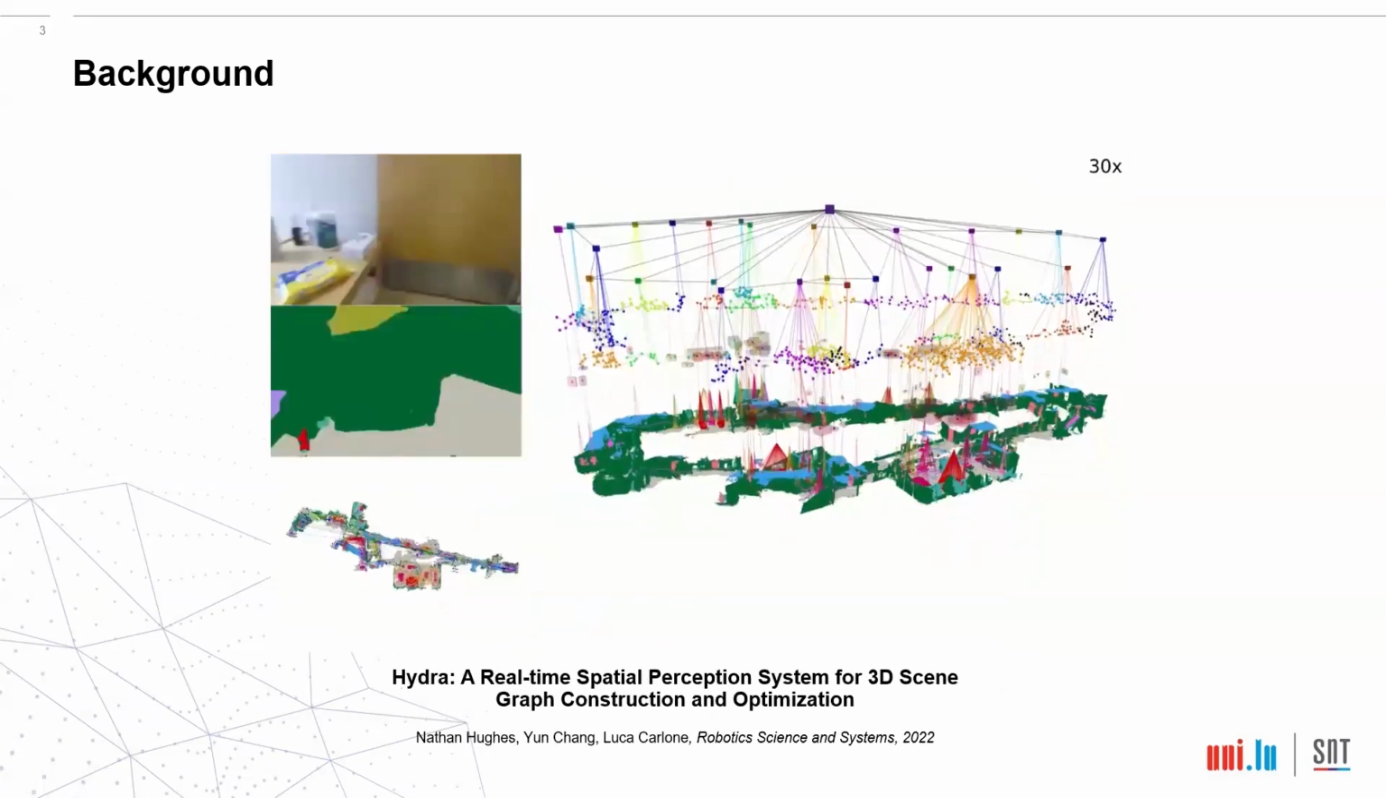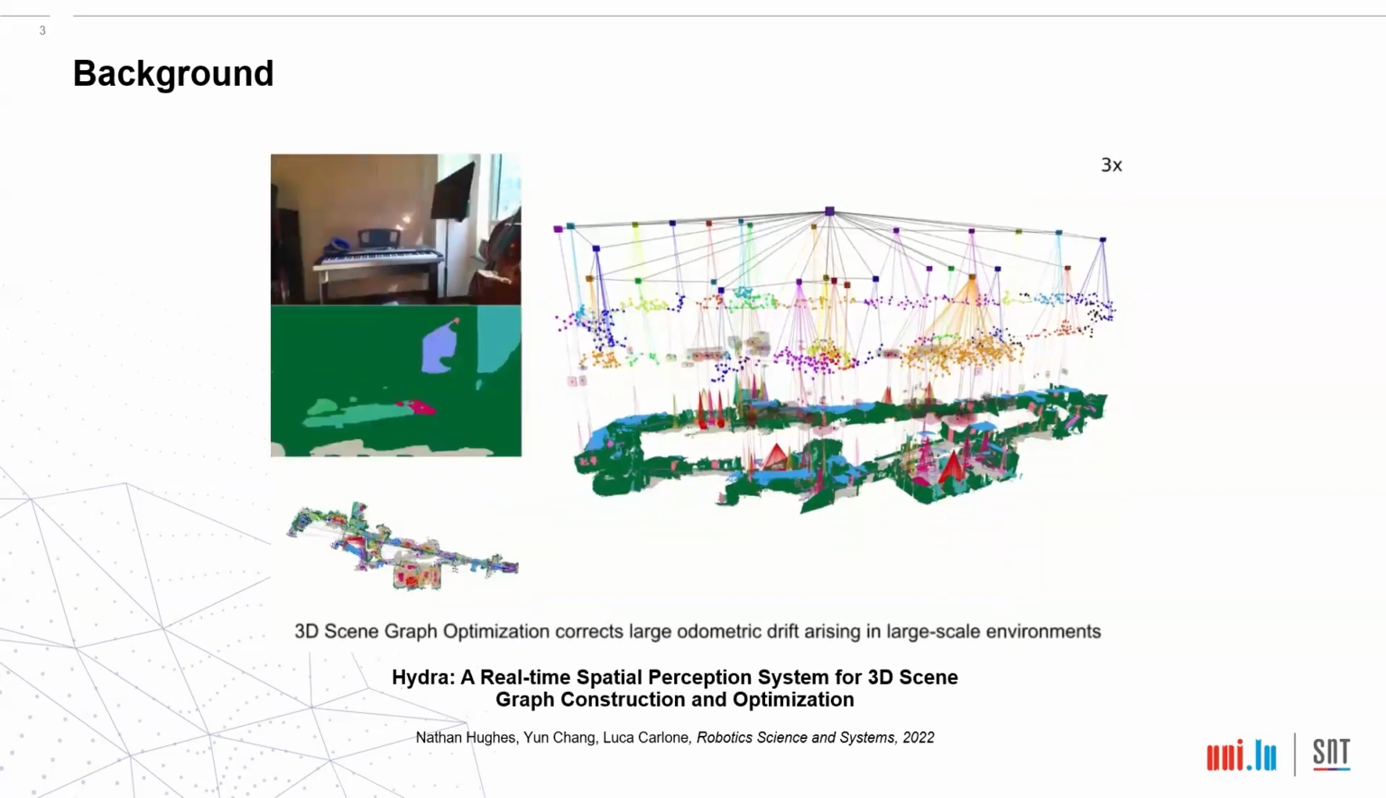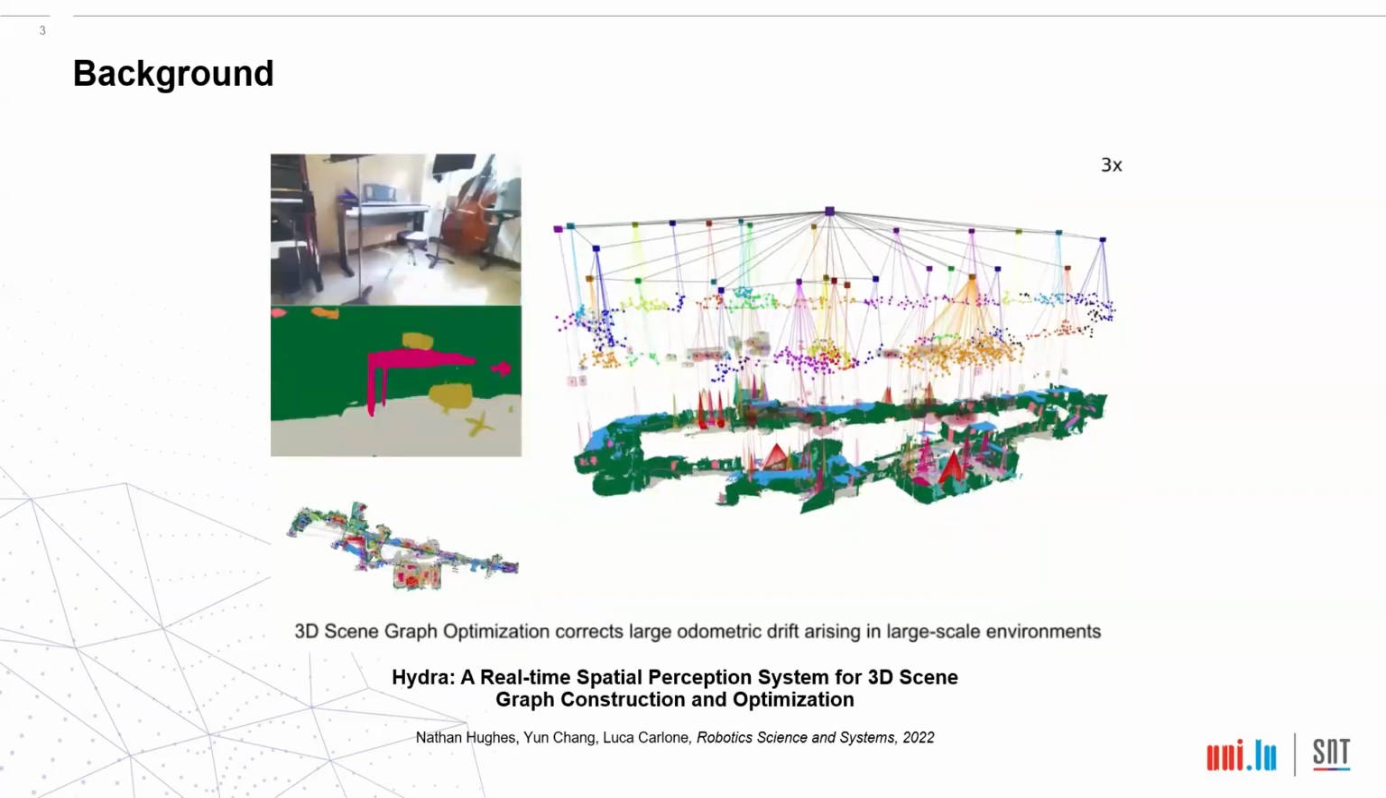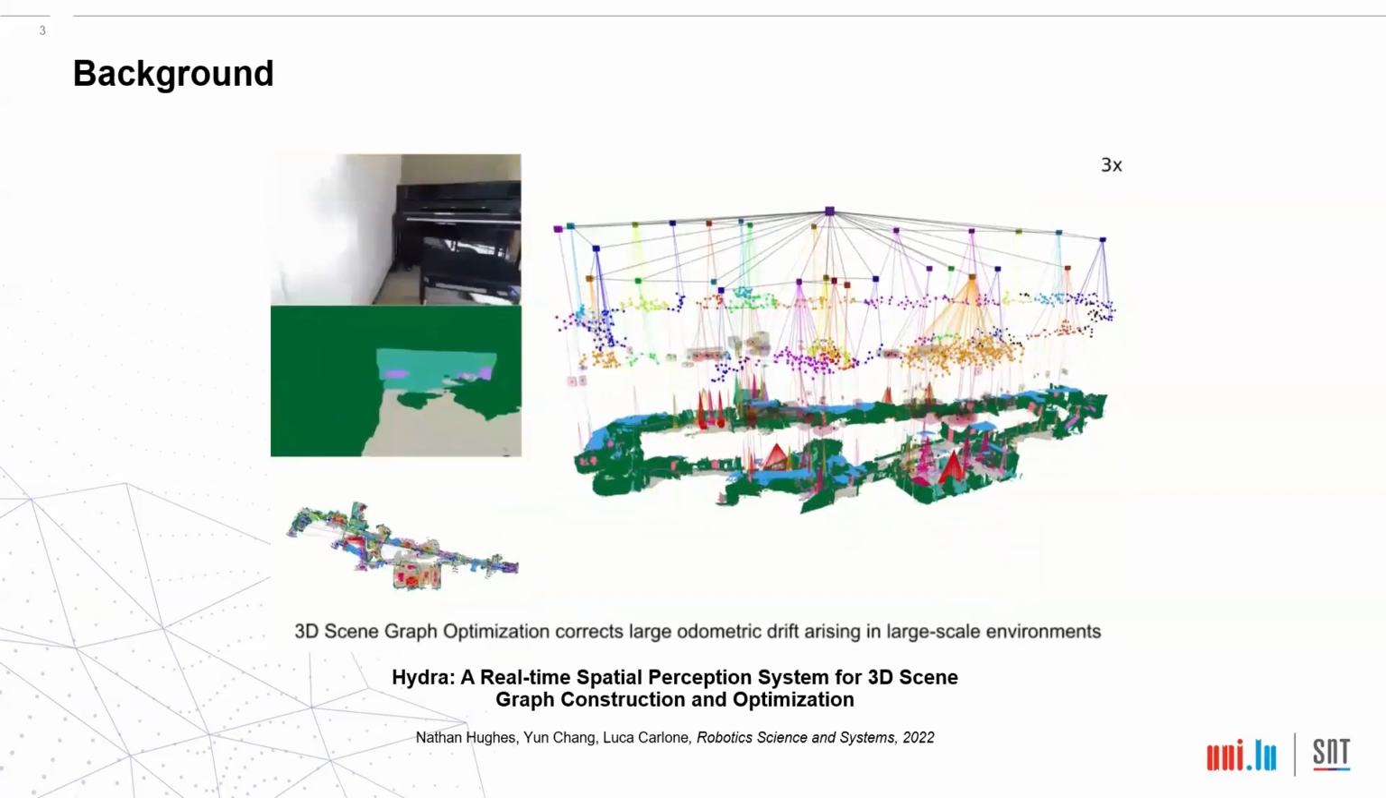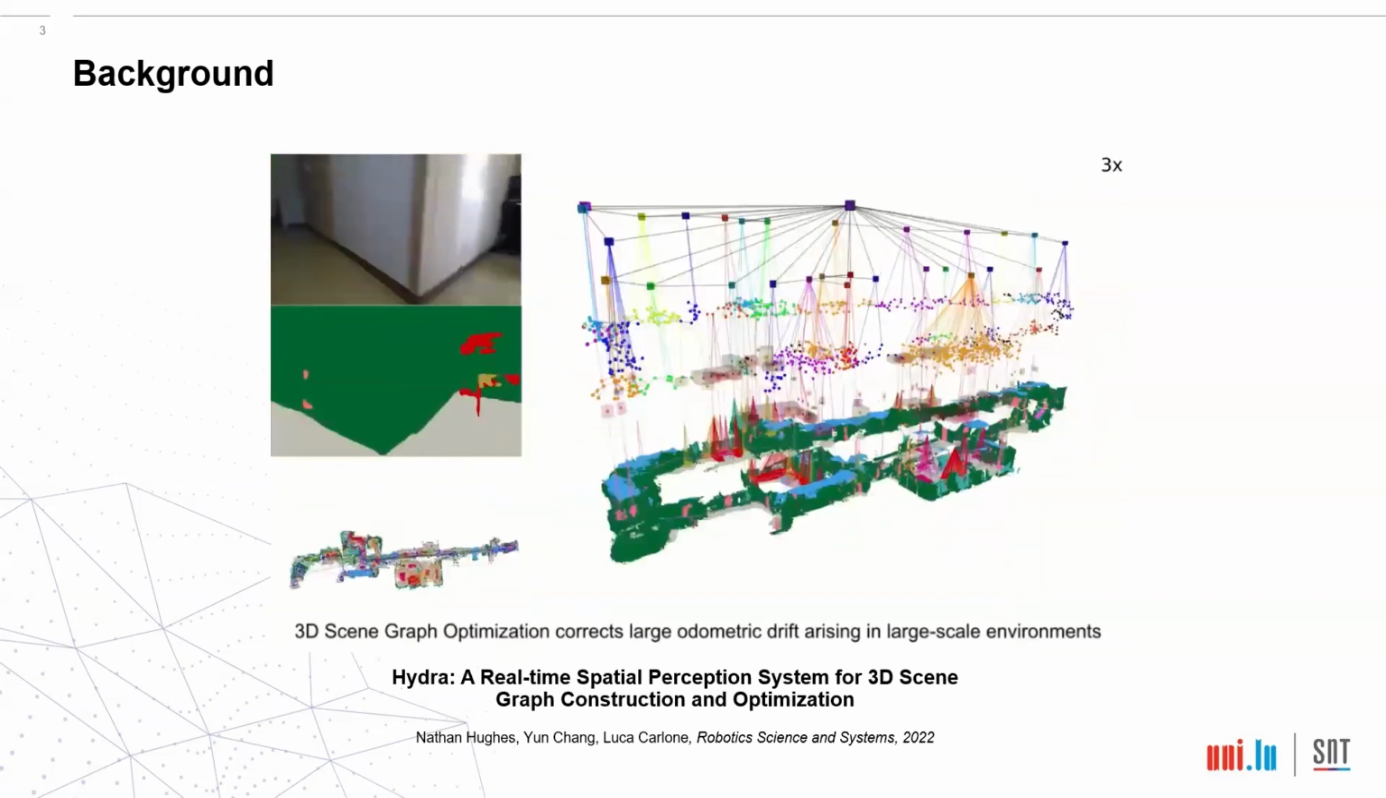Works like Hydra generate 3D scene graphs in real time, extracting additional features like rooms and connecting them with their underlying objects. However, Hydra does not continuously optimize the 3D scene graph, and it only does it on detection of appropriate loop closures, which is not possible in experiments where the robot does not revisit a given scene.